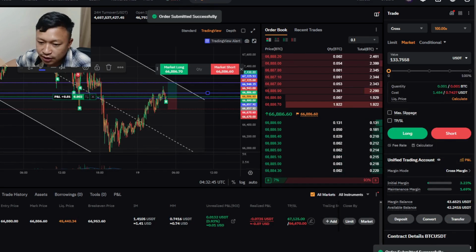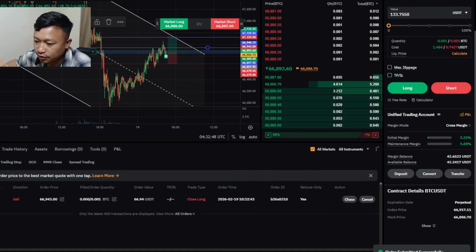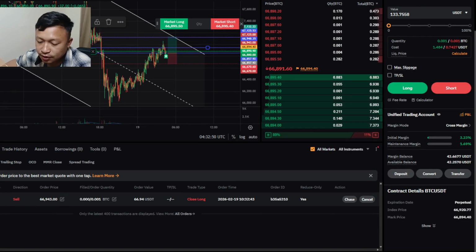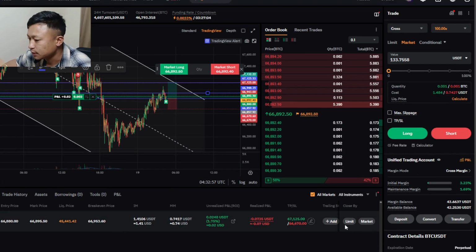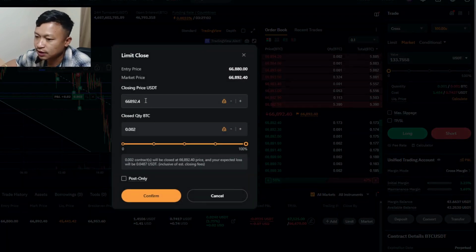Next it will show over here in your open position. This is how you can set your TP. Accordingly, you can set TP1 and TP2 similarly, and you come over here.